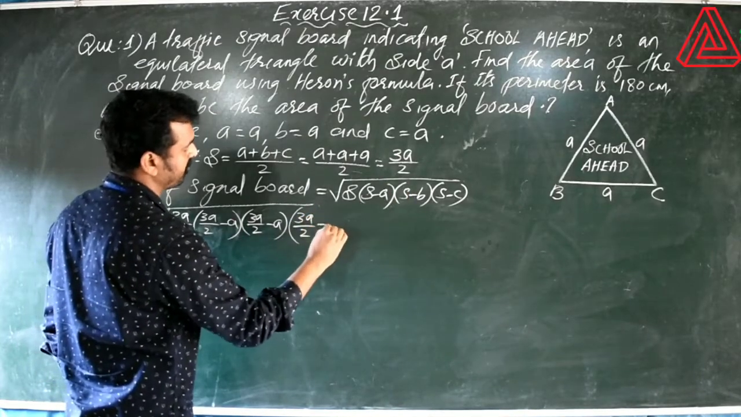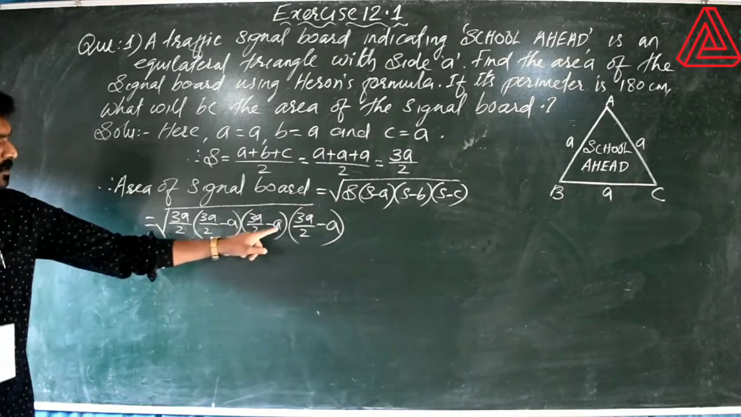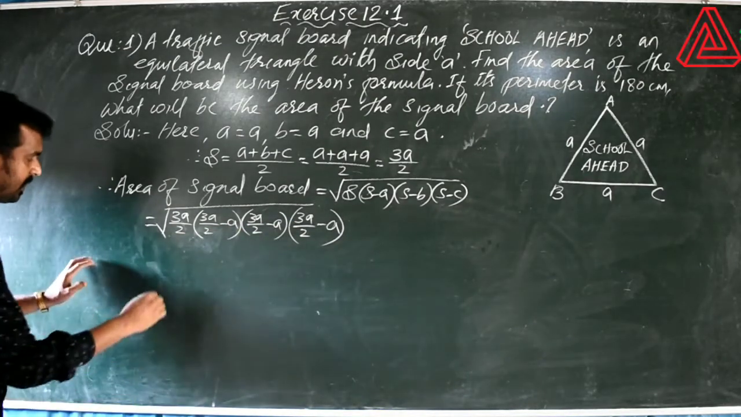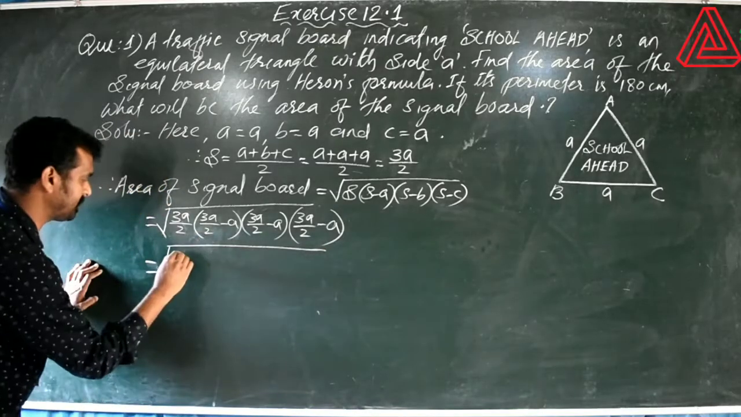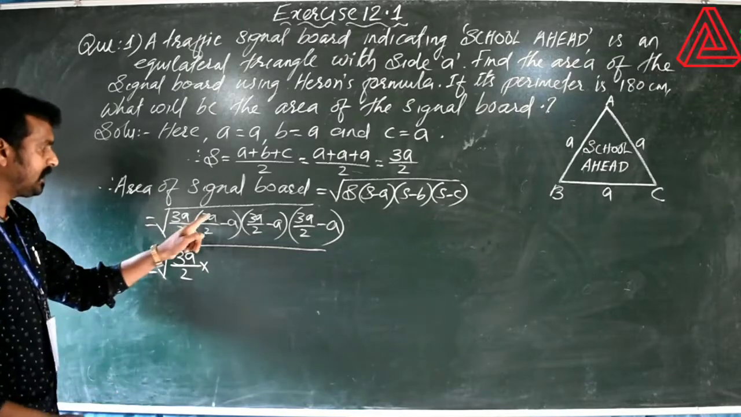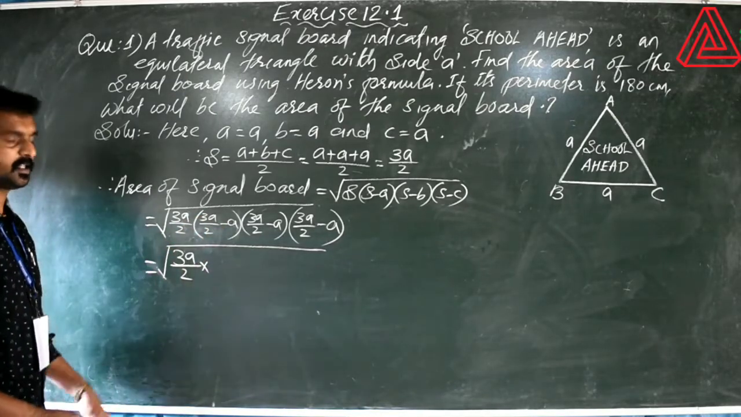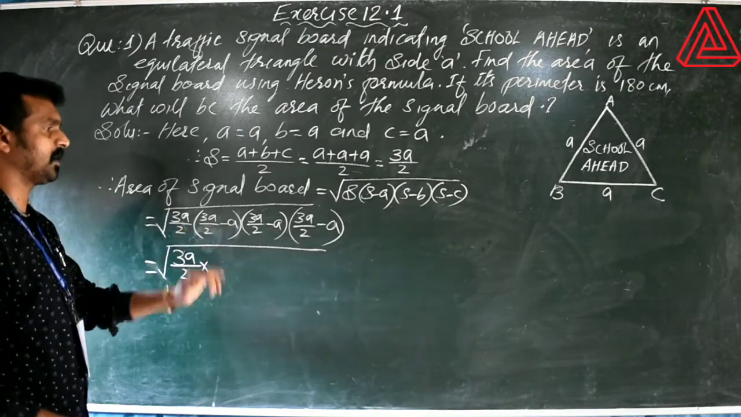Since a, b, c values are all a only, 3a by 2 minus a will come in each. That is equal to the square root of 3a by 2, we write as it is, into (3a by 2 minus a) into (3a by 2 minus a). Subtracting two rational numbers, we have to take the LCM.